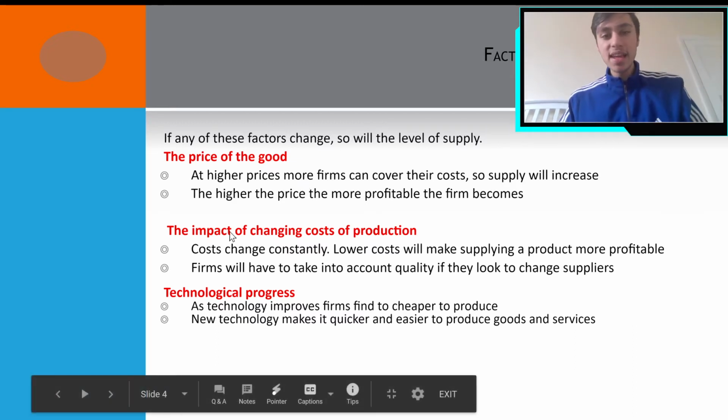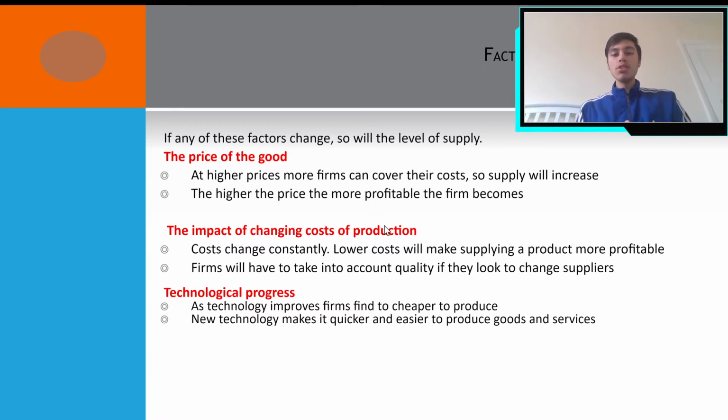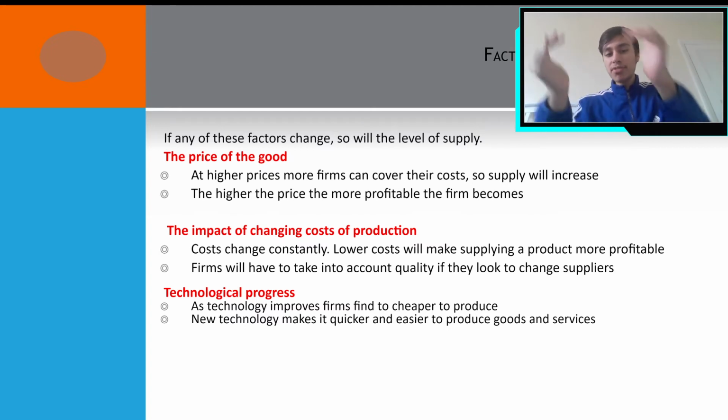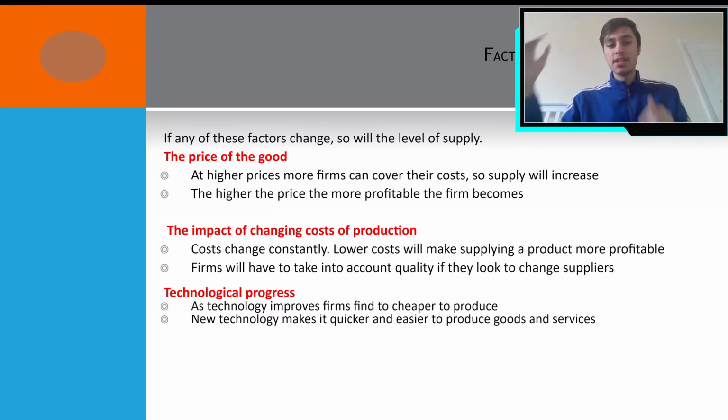Now the other thing is the impact of changing cost of production. Costs change constantly, which is very self-explanatory. If the costs are lower, that makes supplying a product more profitable. So what are your profits? Profits are basically your revenue minus costs. When you sell a product, you get revenue, and you consider your costs, which had been taken into account while making the product. You subtract them and you get the profits. So if costs are lower, you get more profits.